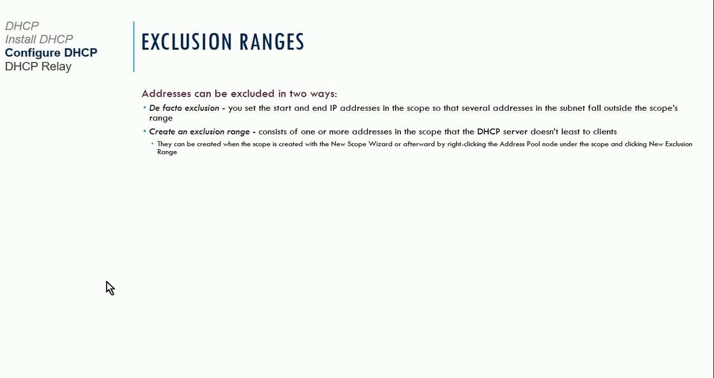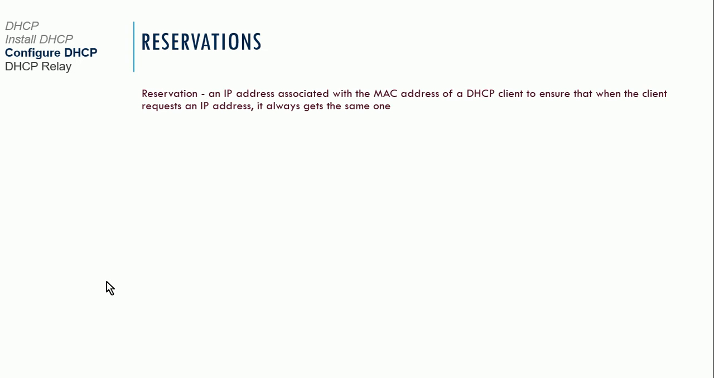So you could do your start being at the very beginning of the network and the end being at the end of the network, or you can combine both of these. You could have a de facto exclusion by defining maybe the first 200 IP addresses, but then maybe you realize that the .50 through .60 or something like that needs to be excluded, so you can create a range as well. So you can do both at the same time.